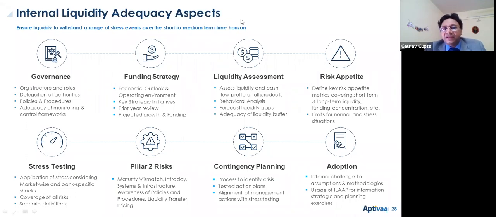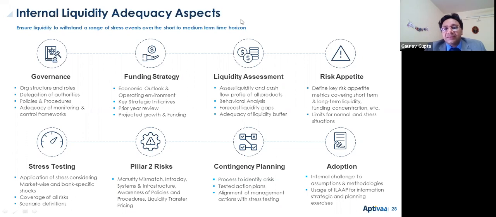Next aspect is the funding strategy. The funding strategy should be aligned with the overall strategy of the bank, the economic outlook they have. For example, if the overall economic outlook is such that we assume that there will be enough liquidity in the market, the bank should project that particular liquidity in its funding strategy. Or if the economic outlook is such that there is a general consensus of increasing rates in the market, that should be factored by the bank in its funding strategy, or in its funding plan for liability planning.